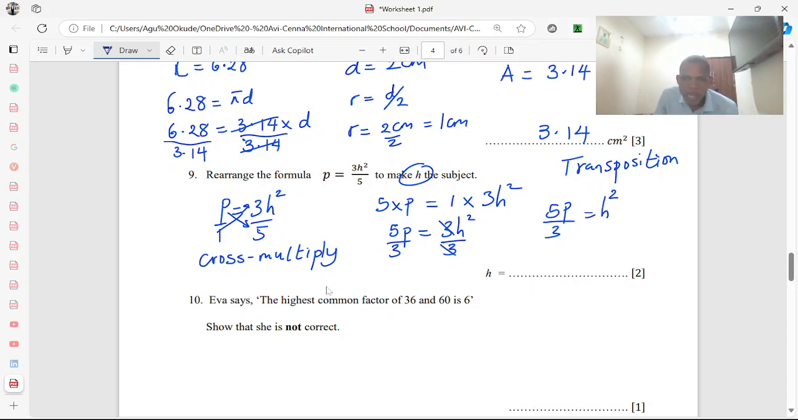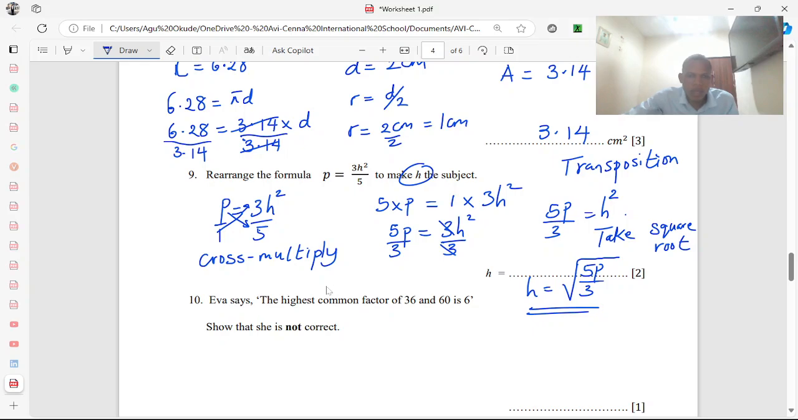Now, the only way we can make h stand alone is to eliminate this square here. So I have to take square roots of both sides. So h is going to be the square root of 5P all over 3. Don't forget, your square root sign must cover everything like this. So this is the final answer. So h is now the subject.